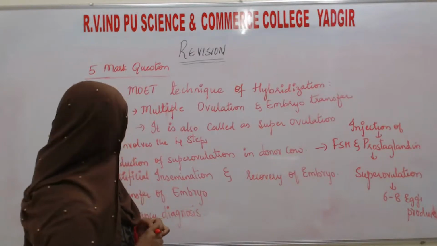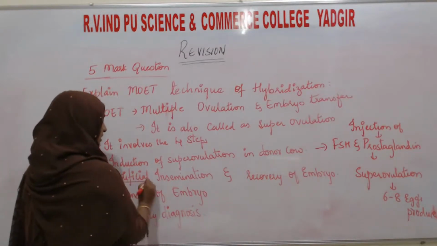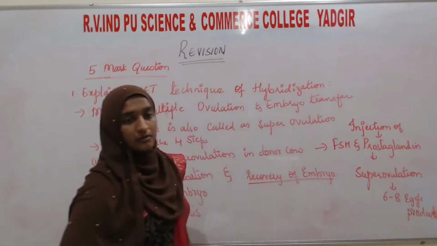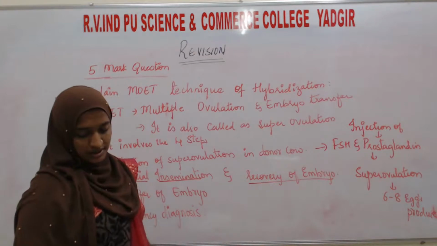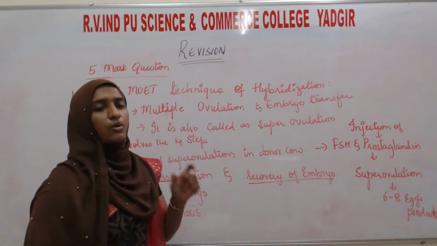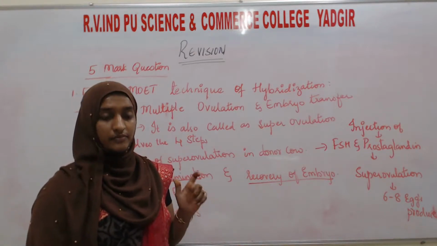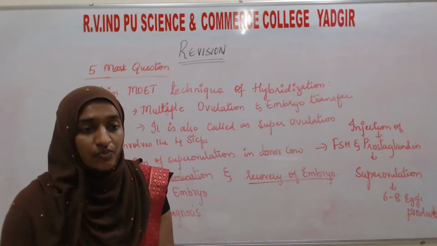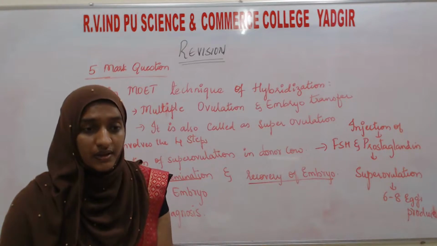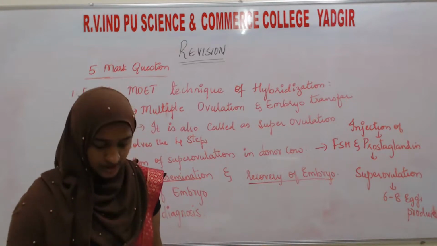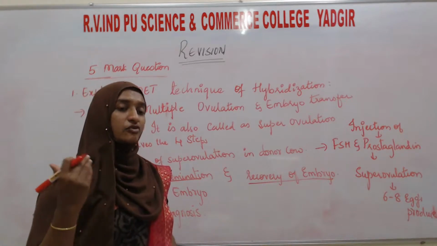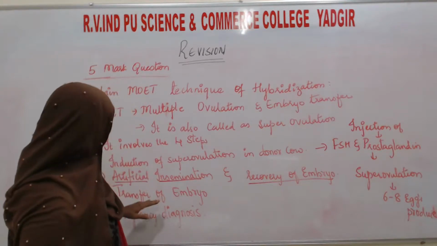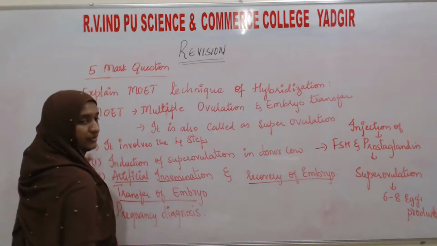Then the second one, artificial insemination and recovery of embryo. Here you only have to mention that the donor cow is artificially inseminated with the semen of a male bull, collected from a superior quality bull. If you mention this much, that's over. The next, transfer of embryo.